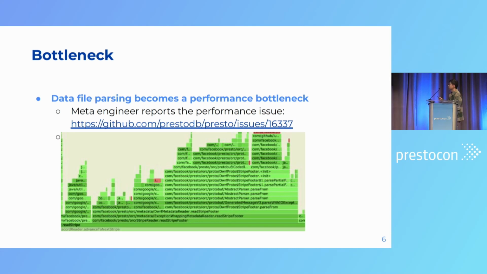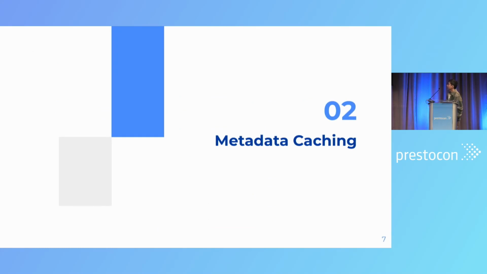So that's a very large issue that significantly blocks them from running even larger Presto clusters. That's why we would like to propose and implement a metadata caching layer in the Presto architecture to solve the problem. So next, Beinan will talk more about the high-level design and implementation of this mechanism.